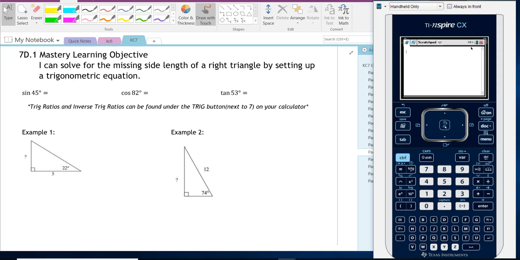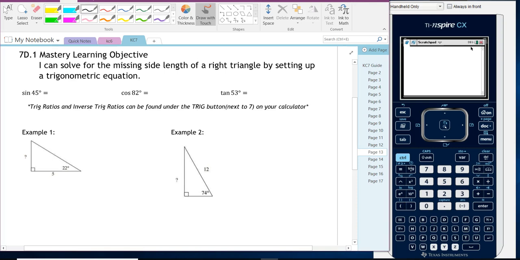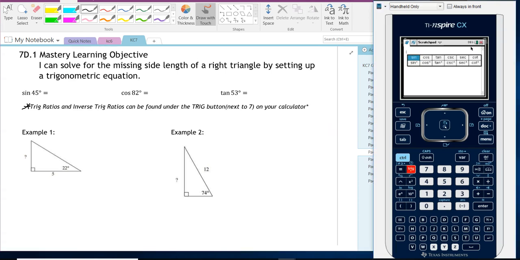One way to make sure is that we're going to substitute some values to make sure that we're all in the right mode. And if you're getting opposite answers than me, then make sure that you check your calculator. So the first thing is we want to find the sine of 45 degrees. One thing to remember is that trig ratios and inverse trig ratios can be found using the trig button. Our trig button is right next to the 7 on our calculator. So if I'm trying to find the sine of 45, I'm going to click trig, the button next to the 7. I see my sine is right there. I'm going to type in 45, click enter, and it's going to give me this value.